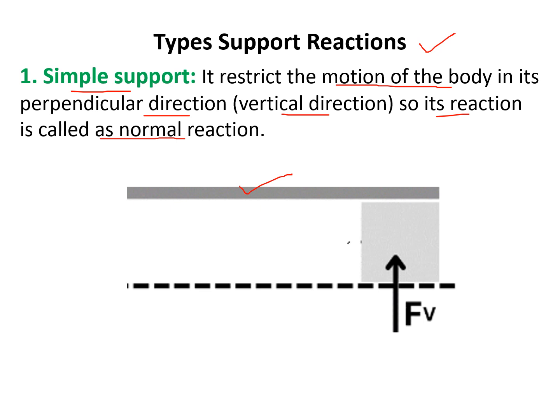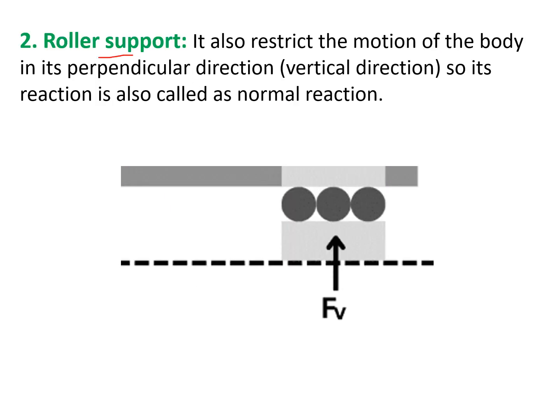So we have only one vertical reaction here in the case of the simple support. The second is the roller support, and the roller support has again the same tendency as the simple support, because it also restrains the motion of that object in the perpendicular direction. So here again we have a vertical reaction FV. It is also the normal reaction, and the behavior is the same as in the case of the simple support. Because the reaction is perpendicular to the surface, these reactions are known as normal reactions.